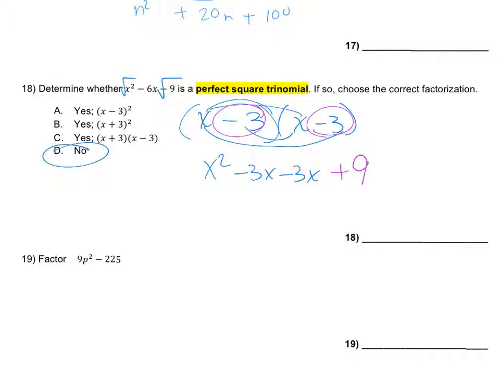And if I would have tried a positive, it would have given me a positive in the middle term, so that wouldn't have worked. And if I would have tried letter C, that would have canceled out the middle term, and that would have given me x squared minus 9, which wouldn't have worked. So basically, just try.